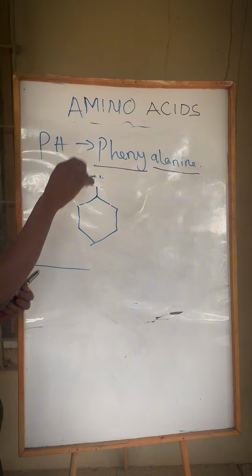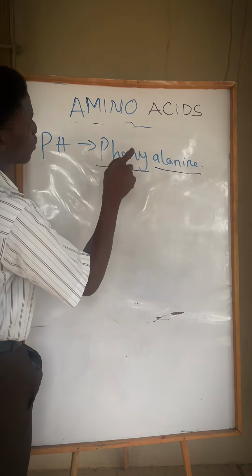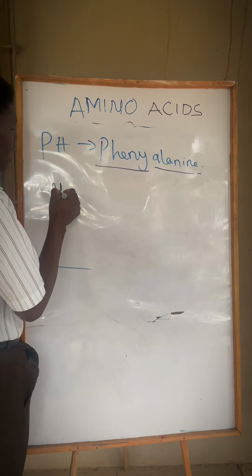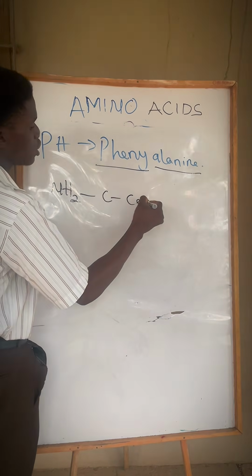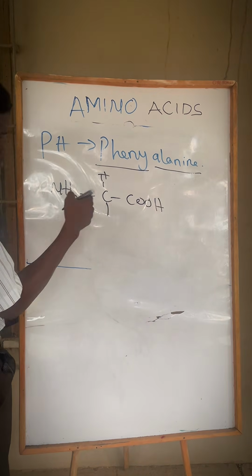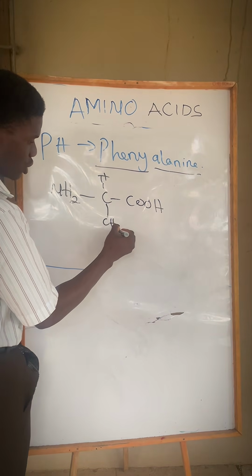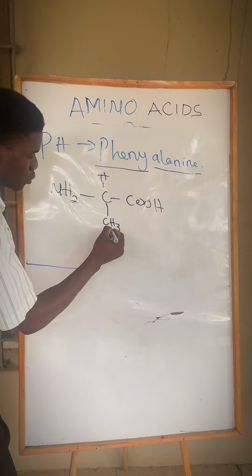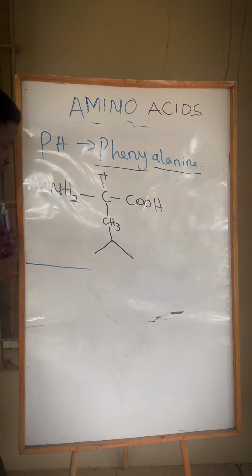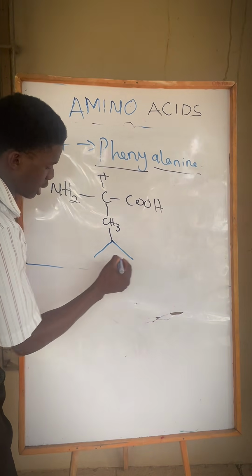So if the OH is not there, we have our phenyl ring. So it means that you need to add your phenyl to what? Alanine. And the structure of alanine is what? NH2CCOOH, right? Hydrogen. But don't forget, you've not drawn the structure of your alanine. We have CH3. This is the structure of your alanine. Then add your phenyl to it. Let me use another marker for the phenyl, just for you to see that it is actually phenyl and alanine.